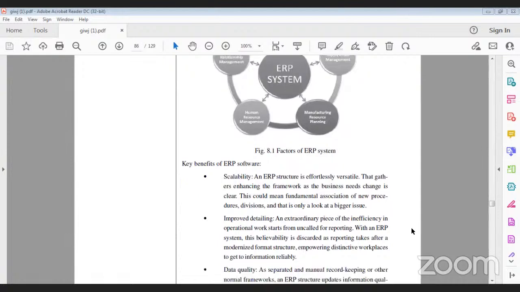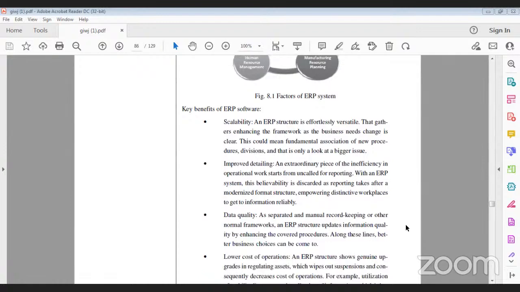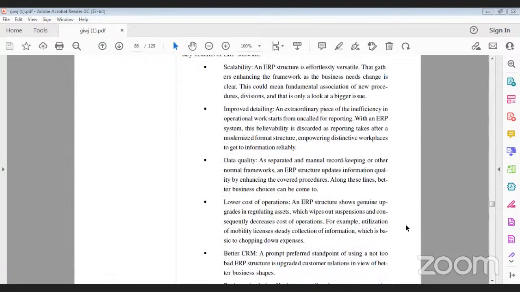Then there is improved reporting. An extraordinary part of the inefficiency of operational work starts from unreliable reporting and data quality. It eliminates the manual cost of otherwise routine system tasks. The next point is lower cost of operations. The ERP structure shows the genuine improvement in regulating of the suspensions and the consequence of degree.